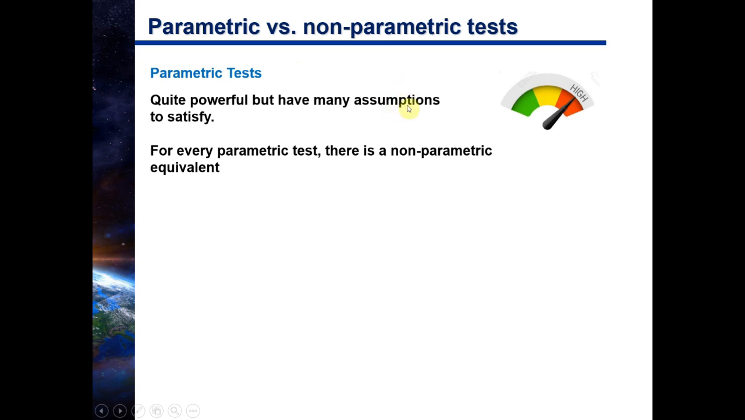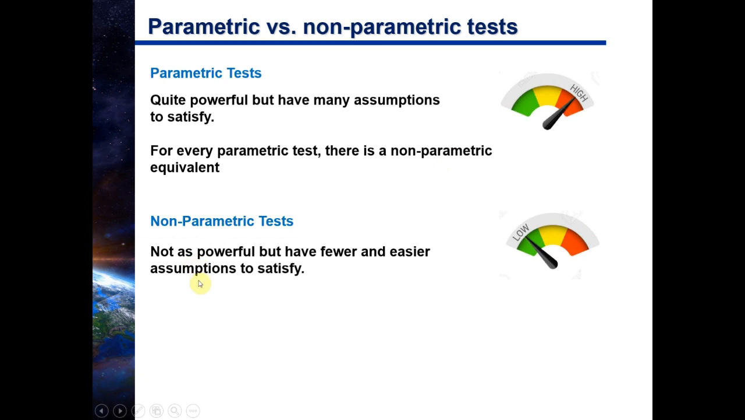Now, we have workarounds, so if these assumptions are not satisfied, we can still probably run the parametric test. But if we are strictly going by the book, we should be running a non-parametric equivalent of that test. All right, so we need to know what non-parametric tests are.